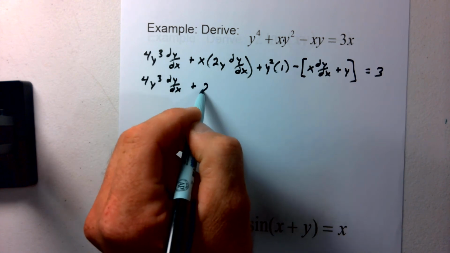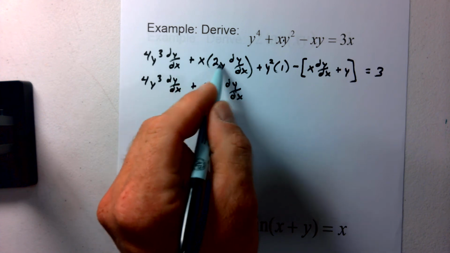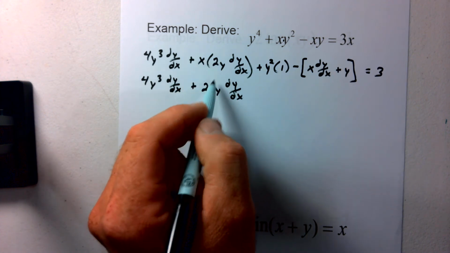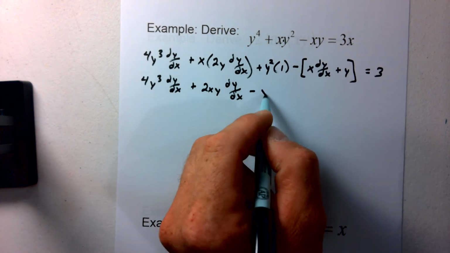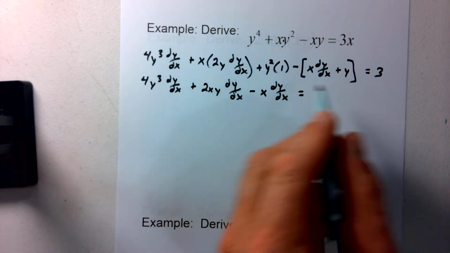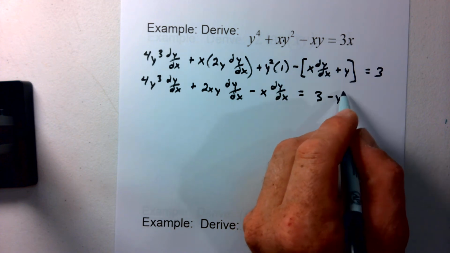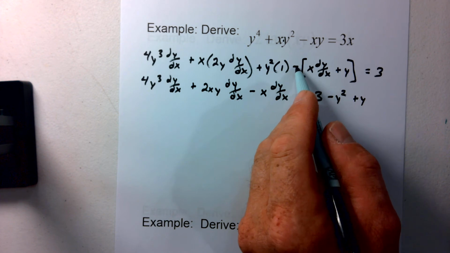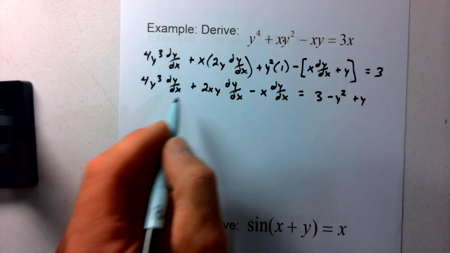To that I'm going to add 2xy dy dx. All I did was rewrite this so it's in kind of a nicer looking form. We put our constant first, our x's, then our y's, and dy dx. Minus, I'm going to pull this x dy dx out of here. And it equals my 3. I'm going to subtract my y squared. And I'm going to add a y. Remember, we multiply that negative through, so it's a negative y. Adding it over, we get plus y.